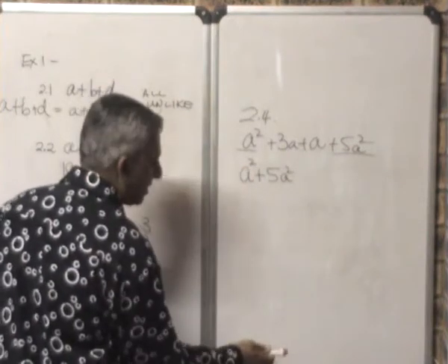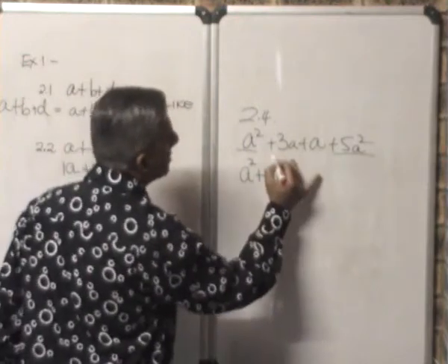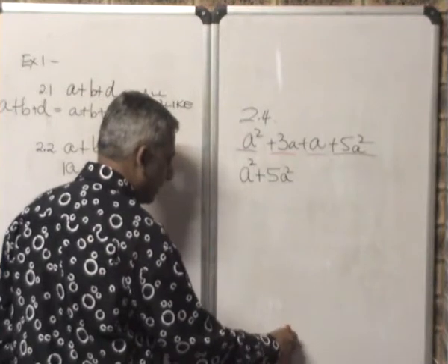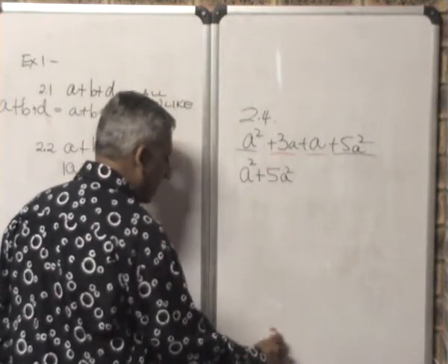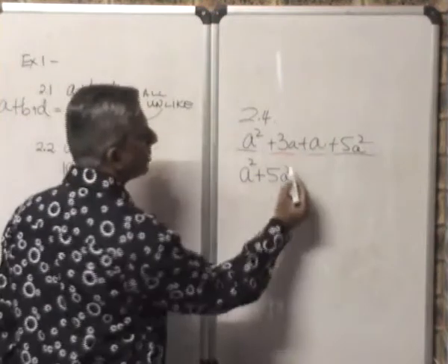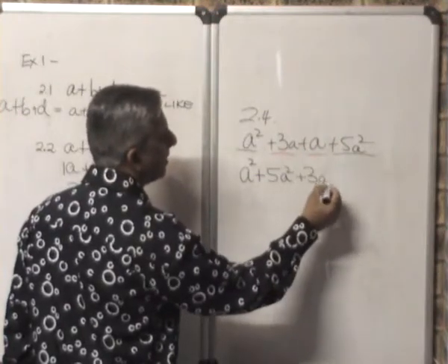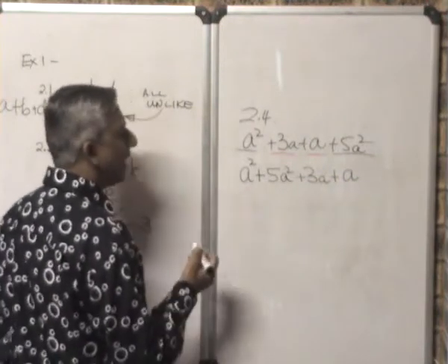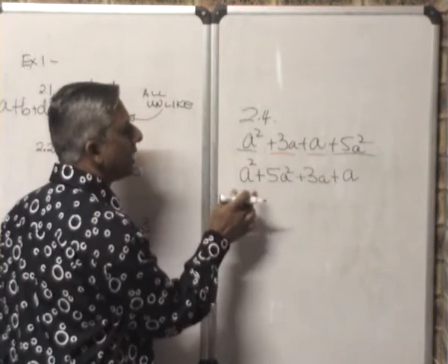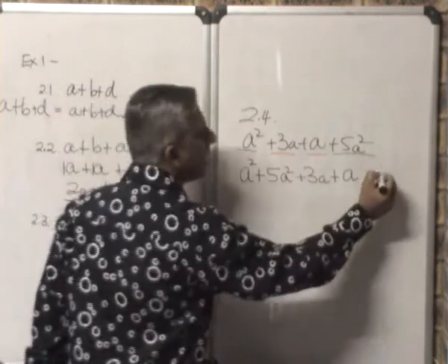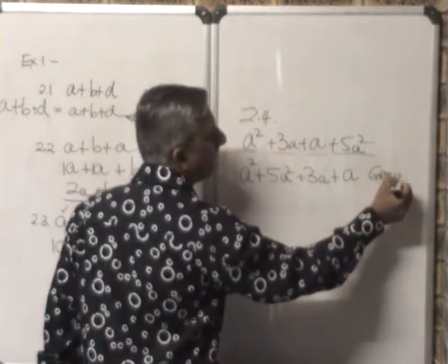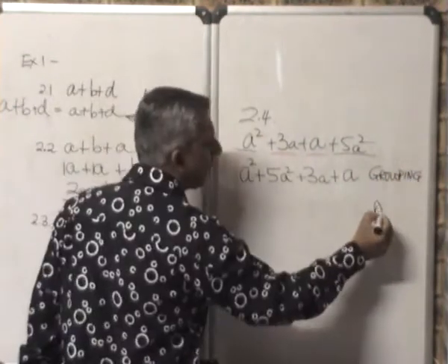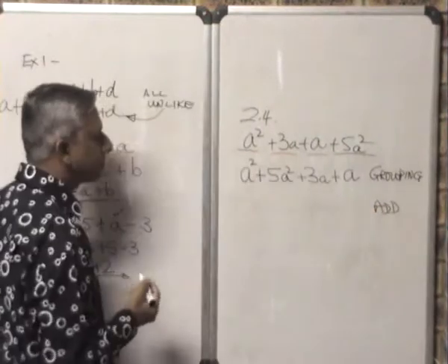Then we group the terms in A. You see, this is a term in A and that's a term in A. So we'll group those together. Group them together means write them next to one another. So I will write plus 3A here and I will write plus A here. And now I am ready to add. So you group them together so that you can add them. And then in the next step we're going to add them.